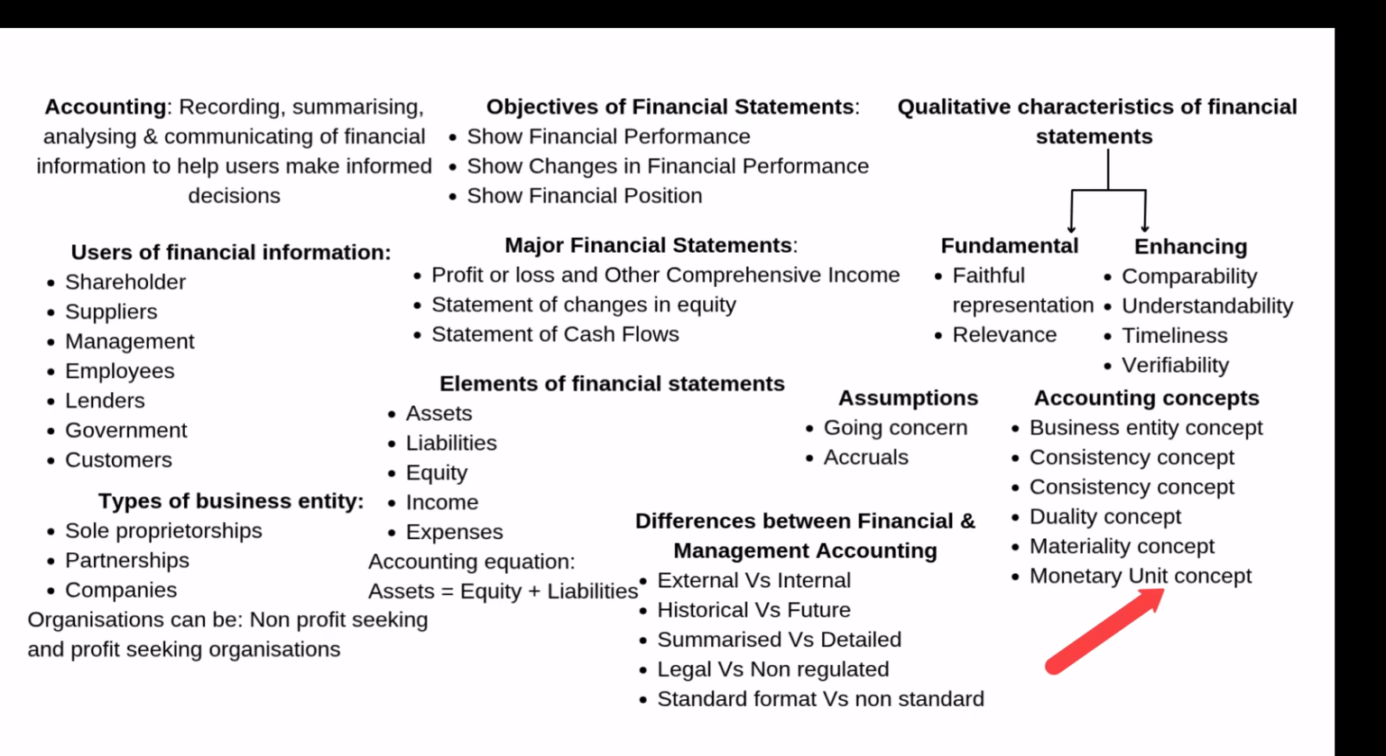You could also have accounting concepts such as the business entity concept, which presumes that the business and the owners of a business are separate individuals. Therefore, when money comes into the business from the owners, it is supposed to be accounted for as capital, and when money goes out of the business to the owners, it's supposed to be accounted for as either drawings or dividends.